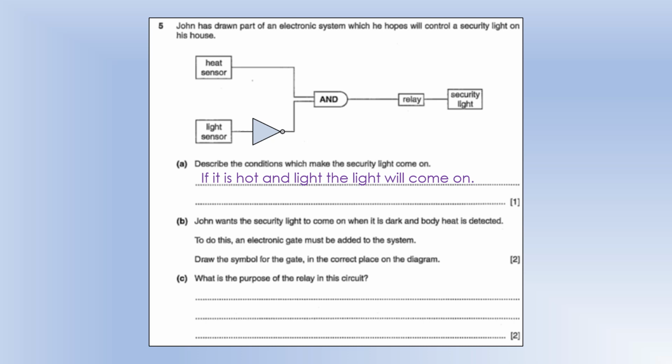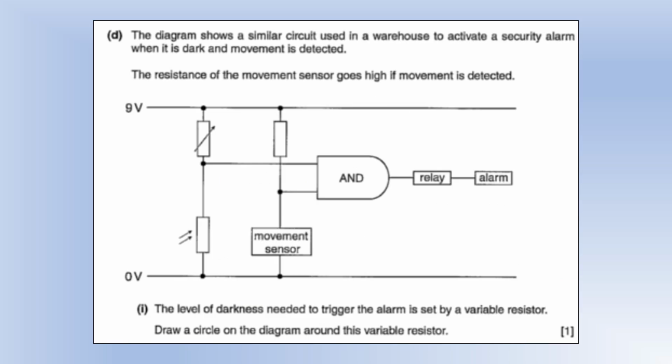So that's our change. What's the purpose of a relay? A relay allows a low power circuit to activate a high power one, and that protects our components, so our logic gates are low power components. We can't have high currents going through them.